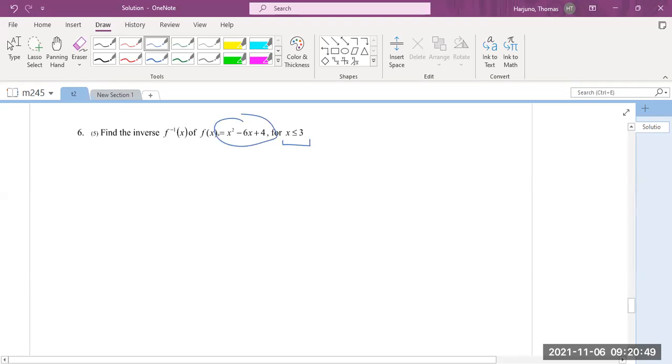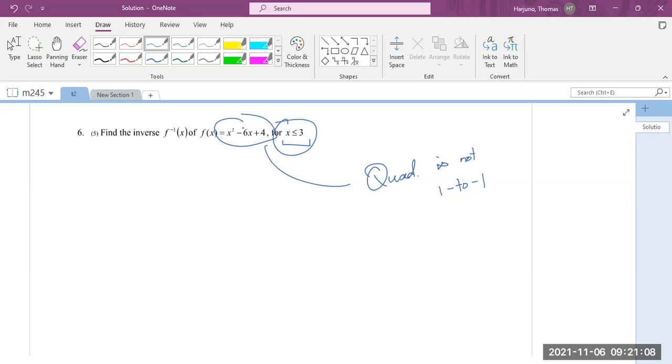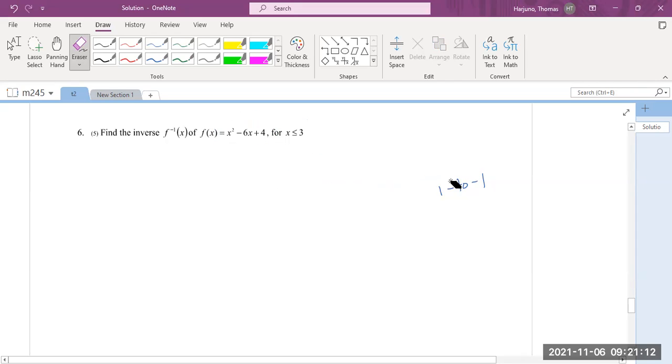This is a quadratic function, which is not one-to-one. Quadratic is not one-to-one. But with this restriction, when x is less than negative 3, it may become one-to-one. Let's take a look.